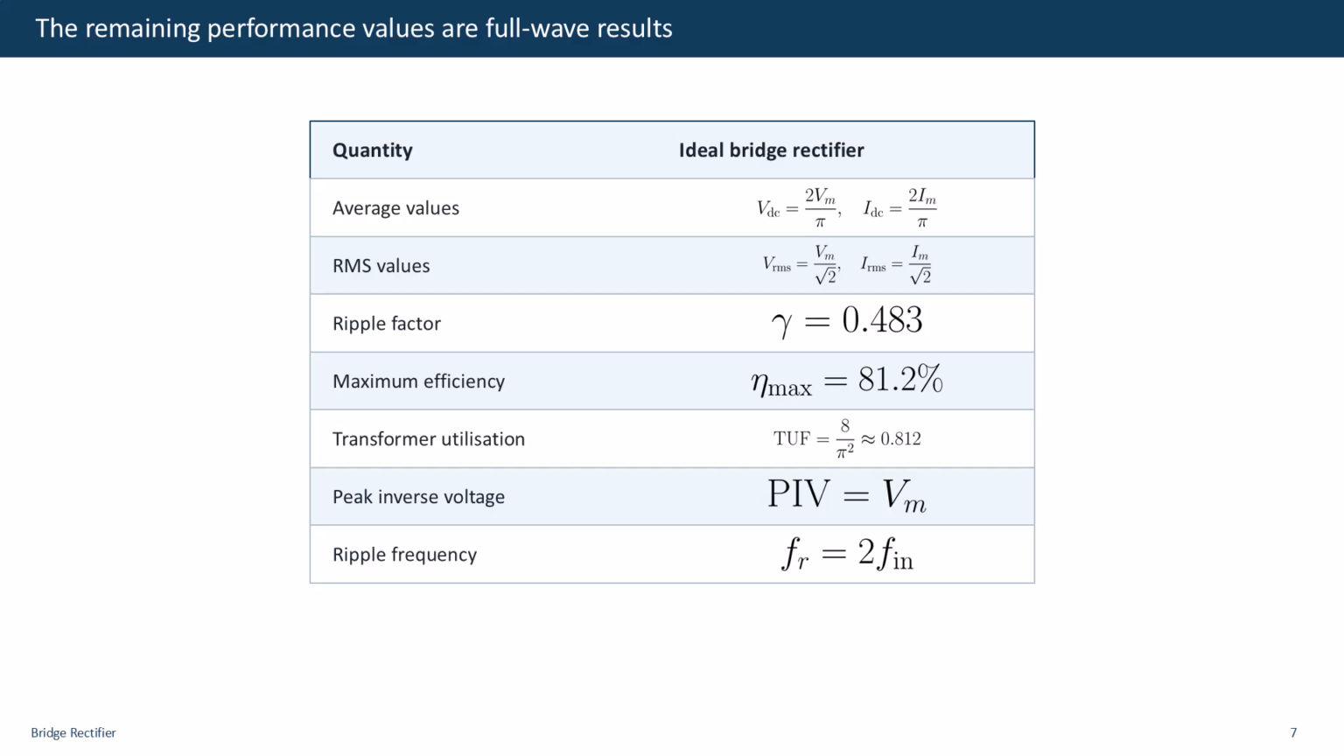With Vm and Im defined as peak load voltage and peak load current, VDC is 2 Vm by pi, and IDC is 2 Im by pi. The RMS values are Vm by root 2 and Im by root 2. The ripple factor is about 0.483, the ideal maximum rectification efficiency is 81.2%, and ripple frequency is twice the input frequency.